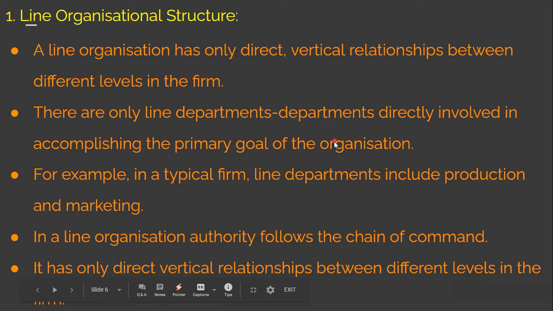Now first, line organization structure. Students, a line has only a direct vertical relationship between different levels in the firm.